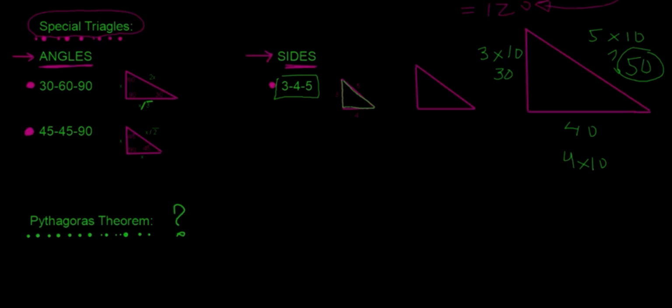For example, maybe everything doesn't multiply by 10. Maybe it multiplies by, let's say, 2. So 3 times 2 is 6, 4 times 2 is 8, 5 times 2 is 10. So 6, 8, 10 would also be a special triangle. Why? Because 3, 4, 5 is a special triangle, and all you did is multiply it by 2 to get the 6, 8, 10 triangle.